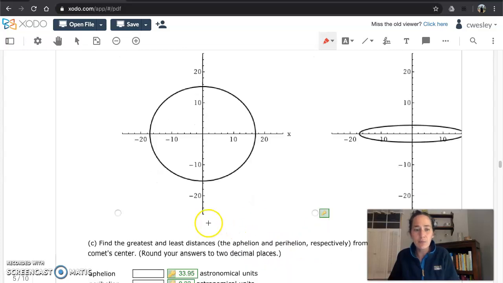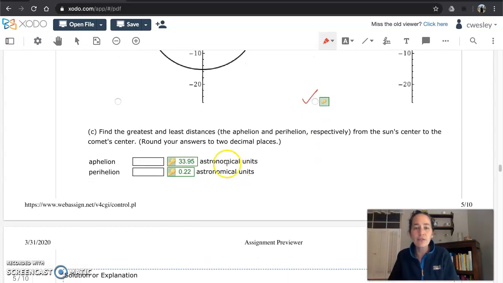And then lastly, part C, it says, how do we get these 2 answers? And your numbers are going to be slightly different. Can you find the greatest and the least distances? In astronomical talk, you call it the aphelion and perihelion, respectively, from the sun's center to the comet's center. This is going to help us in the very next question too, so might as well go over it. Think about it. You've got an ellipse, and the sun is always going to fall at one of the 2 foci along the major axis there.